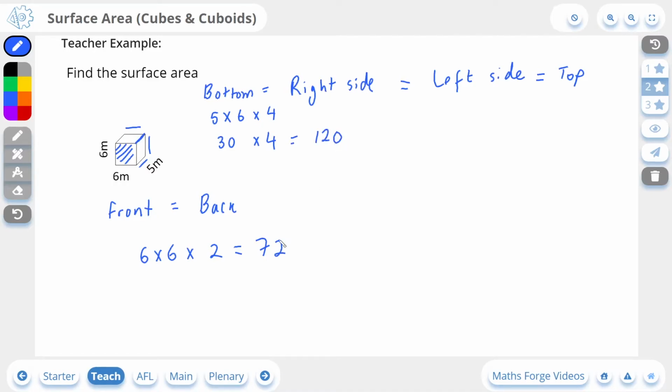So all 6 faces are going to have a combined surface area of 72 plus 120. We're taking the front and back faces here, which have a total area of 72, and the bottom, right, left, and top faces, which have a total area of 120. We then add them together to combine them, and this gives us a value of 192 meters squared. And this is the total surface area. And if we check our answer, there it is.